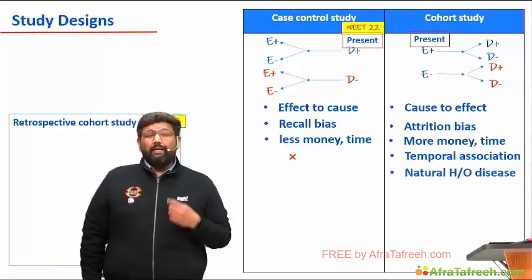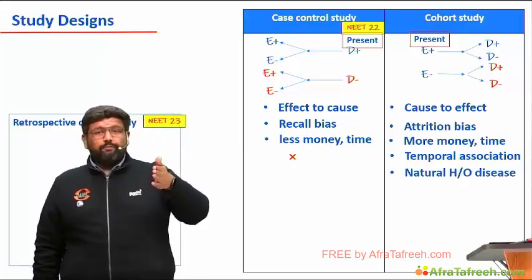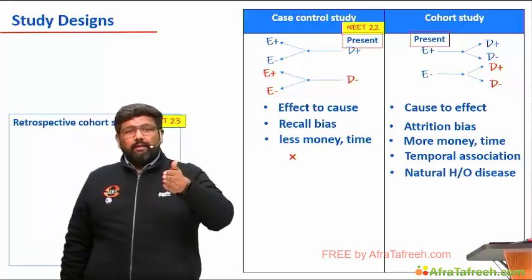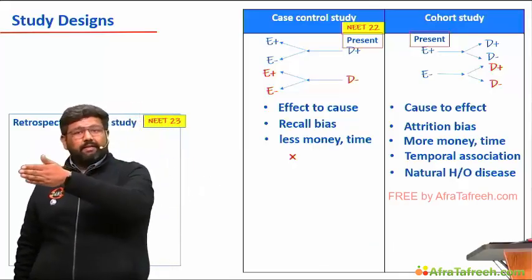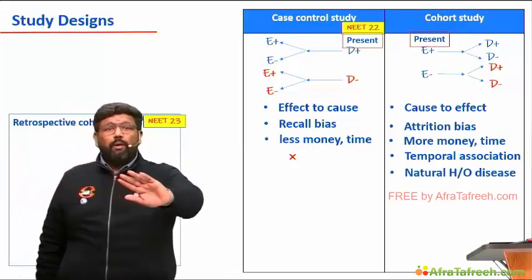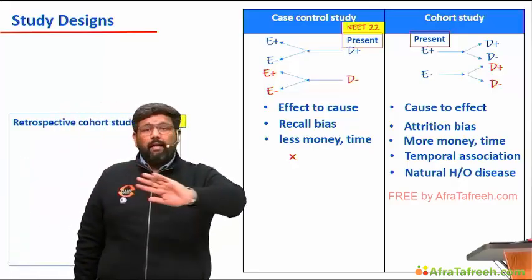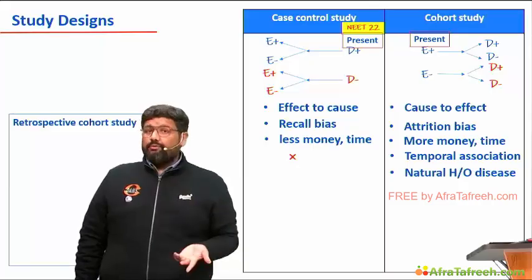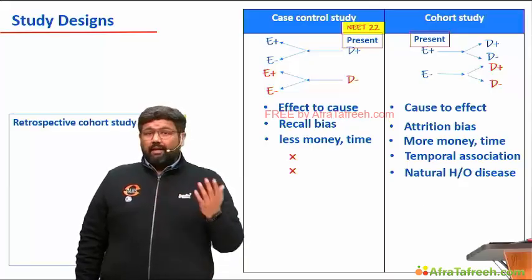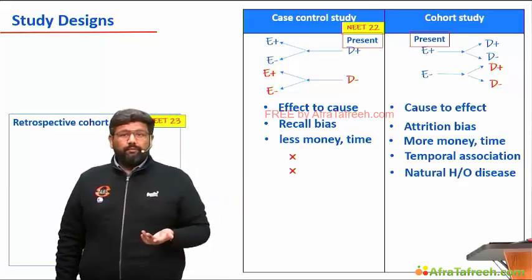Now, natural history of disease. Suppose you have smokers. They developed cough, then the X-ray changes, then CT changes. Everything you can tell me, everything can be recorded. This is known as natural history of disease. But in case control study, I cannot prove this.